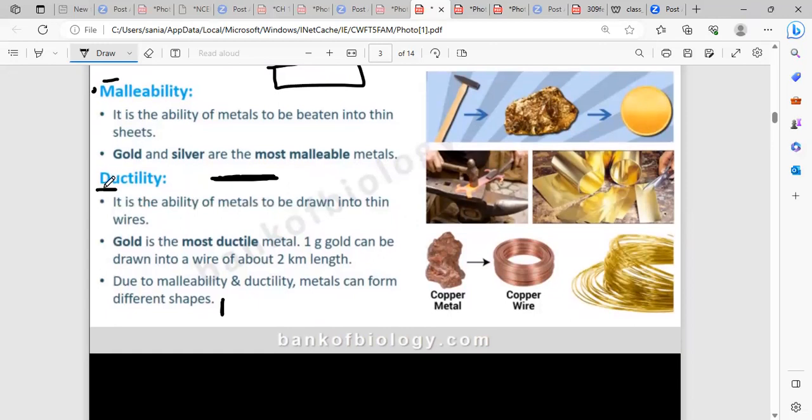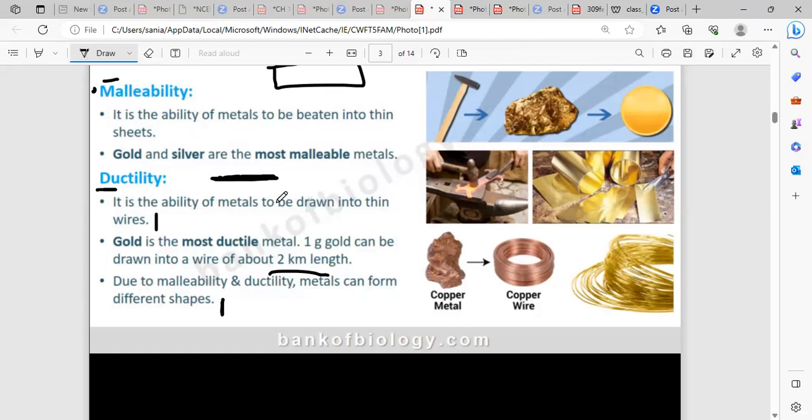Then ductility. See, whenever you are choosing a rope, what kind of rope do you choose? A durable one. So ductility means it is the ability of a metal to be drawn into thin wire, right? When you take this copper metal and convert it with hammering and all that, you are converting it into wire. That is called ductility, right? And gold is the most ductile metal. With 1 gram of gold, you can even make a wire of 2 kilometer length.